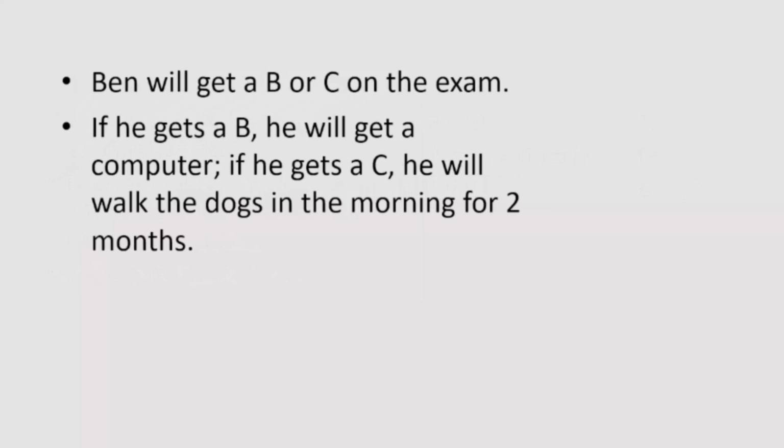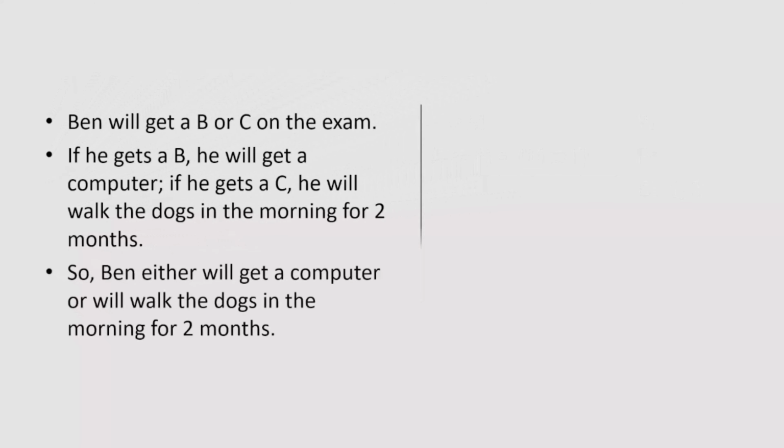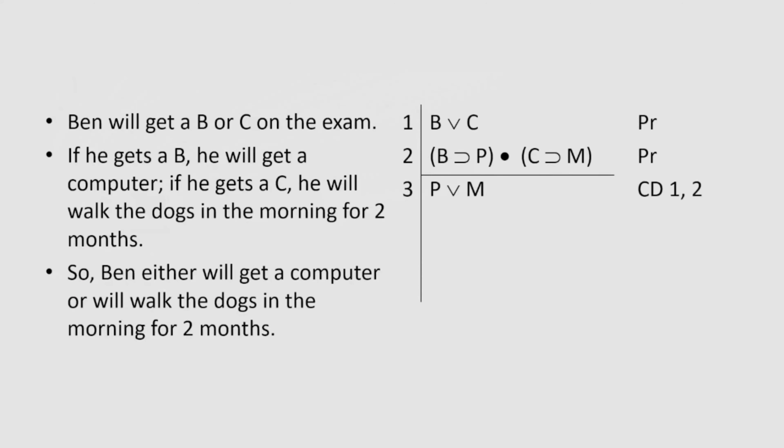Ben will get a B or a C on the exam. If he gets a B, he'll get a computer. If he gets a C, he'll walk the dogs in the morning for 2 months. So, Ben will either get a computer or will walk the dogs in the mornings for 2 months.